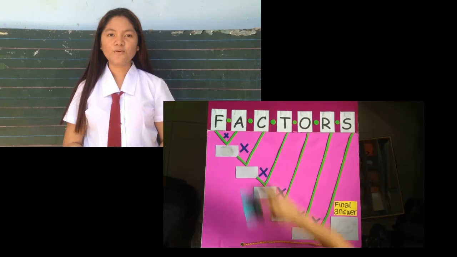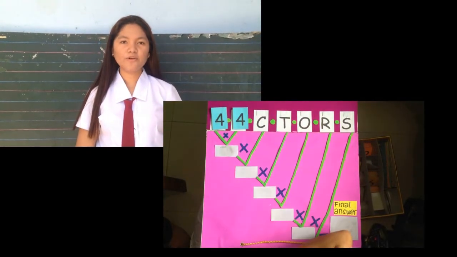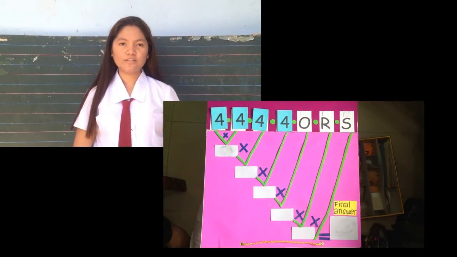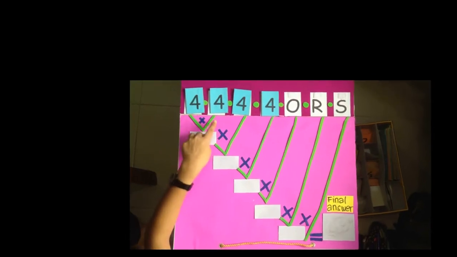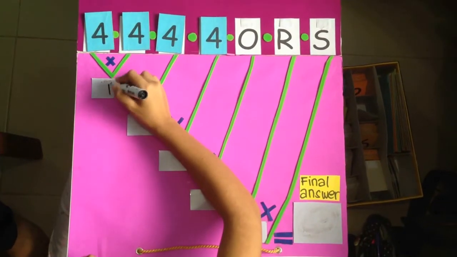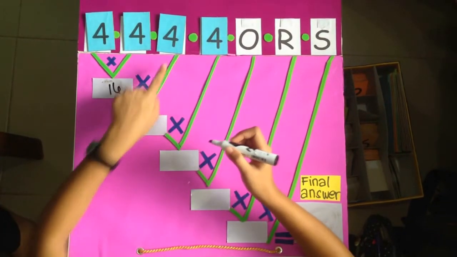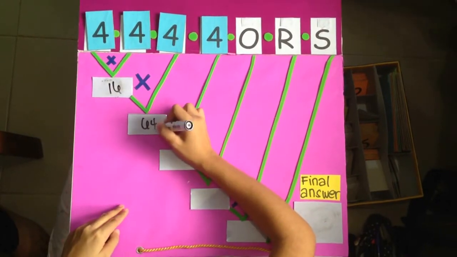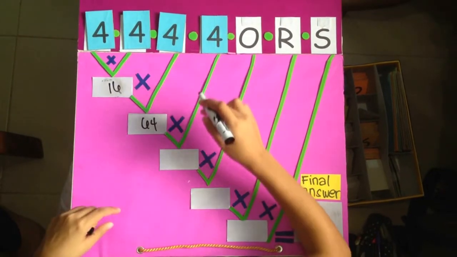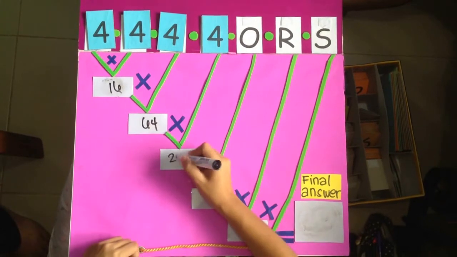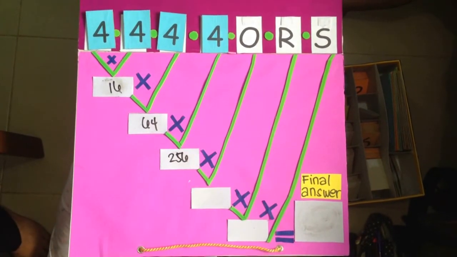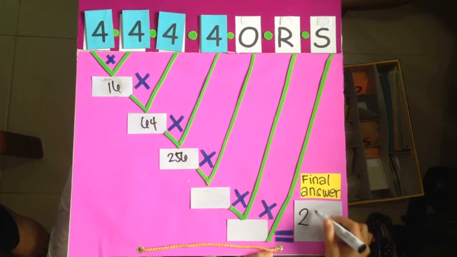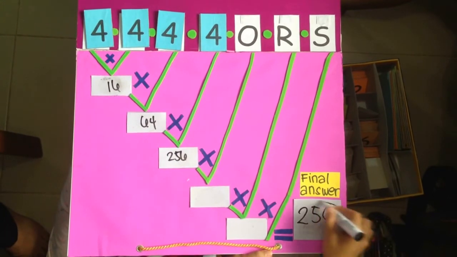Number 2. 4 times 4 times 4 times 4. 4 times 4 is equal to 16. 16 times 4 is equal to 64. 64 times 4 is equal to 256. The final answer is 256.